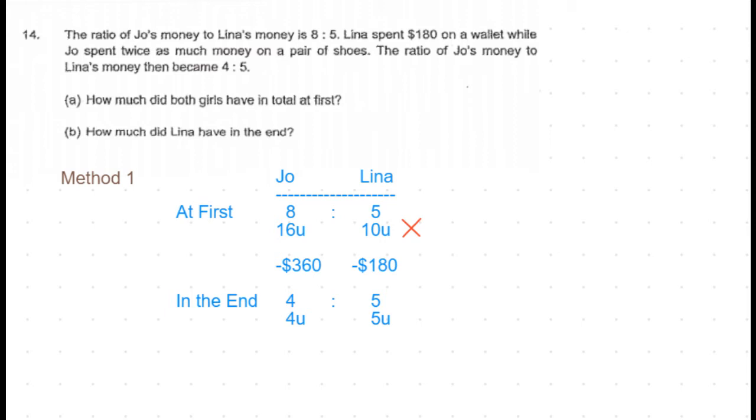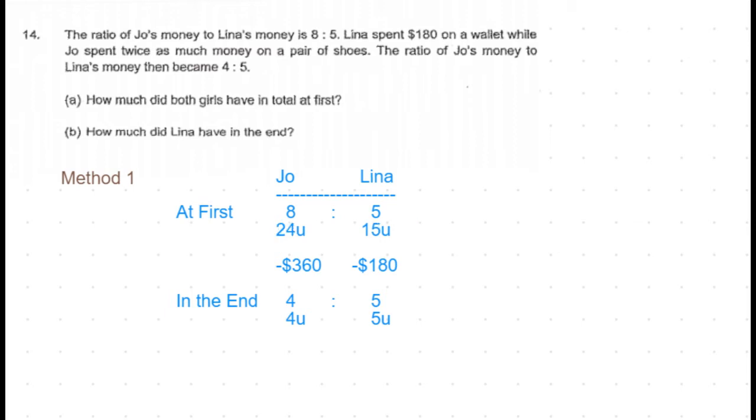Now 10 units of Lina's money has reduced to 5 units after spending $180. So the difference is 5 units. So for $360 in Joe's money, the difference should be 10 units. But here it is 16 units to 4 units, which is more than 10 units. So that is also not the correct units.